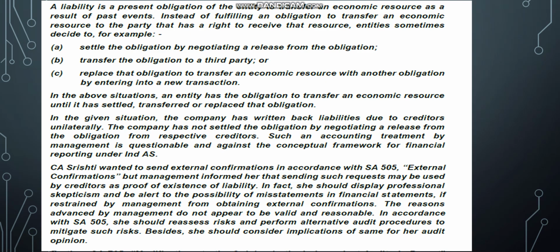In fact, she should display professional skepticism and be alert in this kind of scenario, because there will be a possibility of misstatements in the financial statements if retained by management from obtaining external confirmation. The reasons advanced by management do not appear to be valid and reasonable. So as per SA 505, she should reassess the risk and perform alternative audit procedures to mitigate such risk. And she should also consider the implications of the same in her audit report as well.